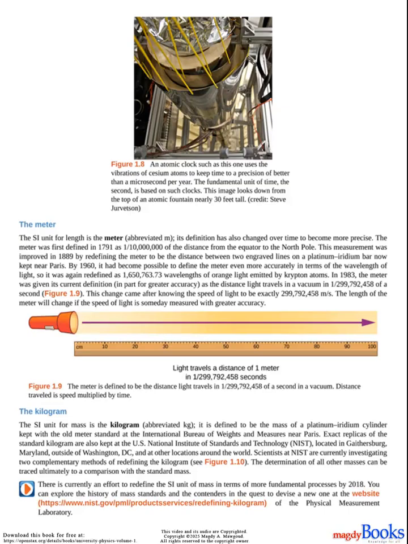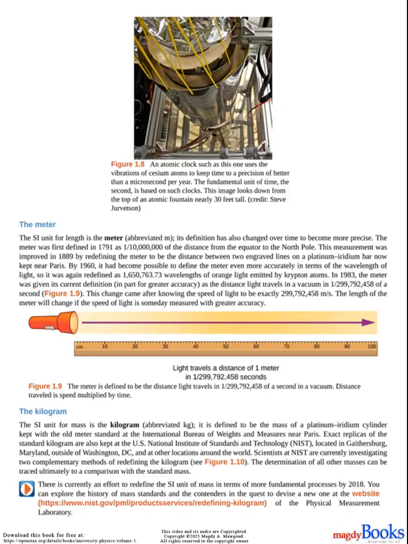The SI unit for length is the meter, abbreviated m. Its definition has also changed over time to become more precise. The meter was first defined in 1791 as 1/10 millionth of the distance from the equator to the North Pole. This measurement was improved in 1889 by redefining the meter to be the distance between two engraved lines on a platinum-iridium bar now kept near Paris. By 1960, it had become possible to define the meter even more accurately in terms of the wavelength of light, so it was again redefined as 1,650,763.73 wavelengths of orange light emitted by krypton atoms.